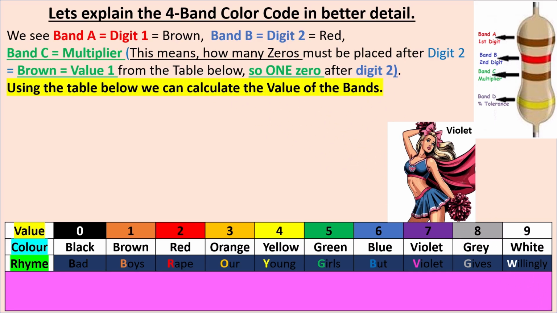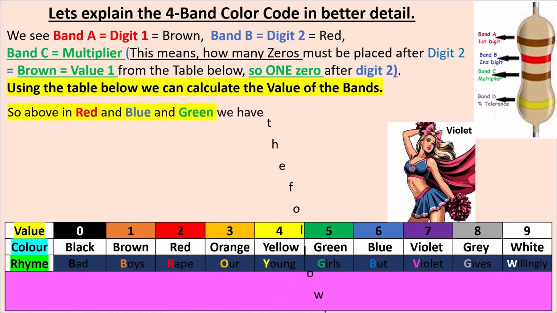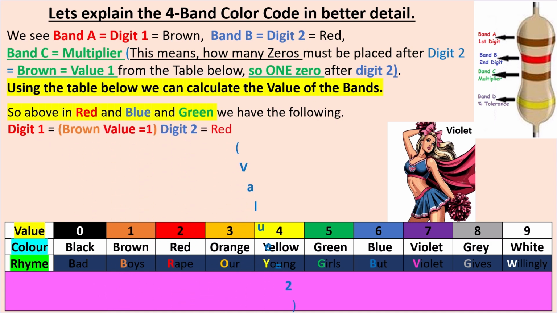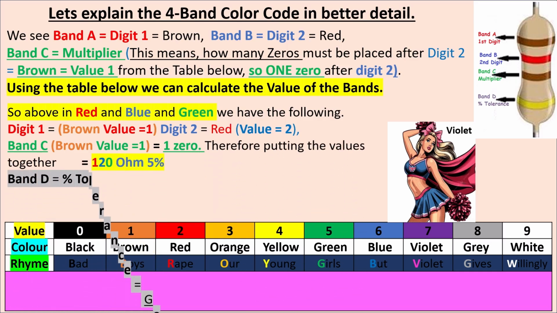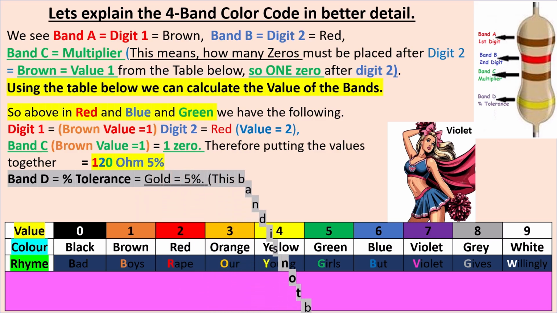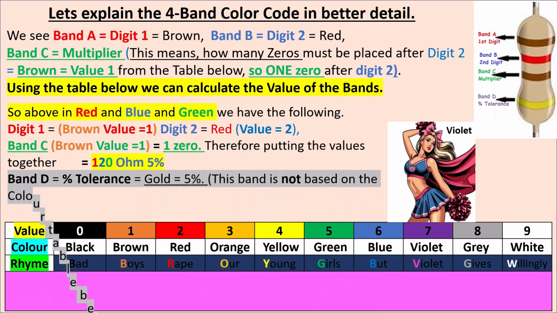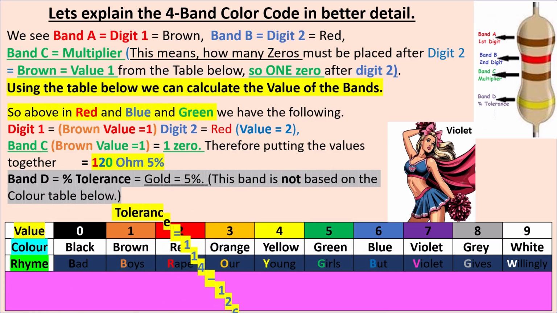Using the table below, we can calculate the value of the bands. So, as we showed above, we have the following. Digit 1 is brown, the value is 1. Digit 2 is red, the value is 2. Band C is brown, the value is 1. That means 1 0. Therefore, putting the values together, we have 1, 2, 0 ohms at 5% tolerance. Band D is the tolerance in gold, which is 5%. This band is not based on the color table below.